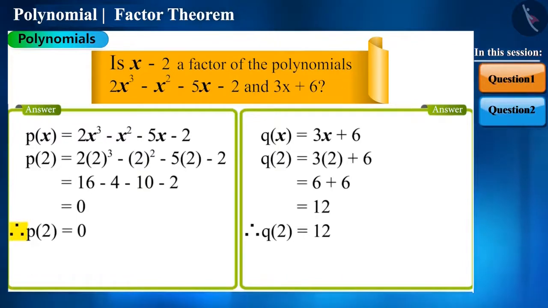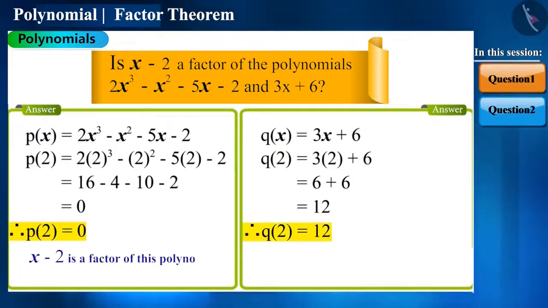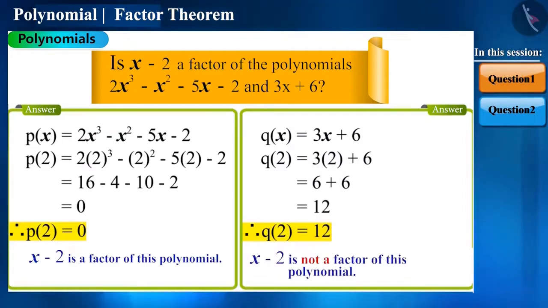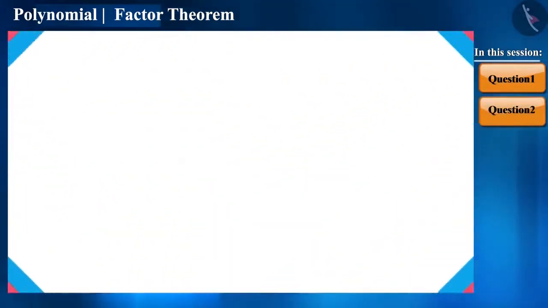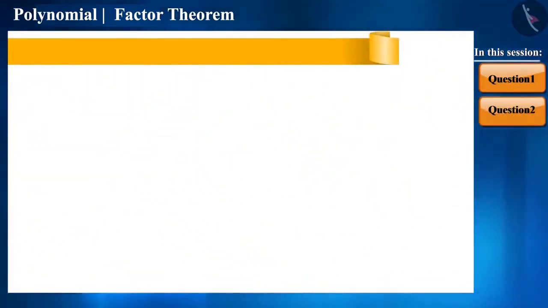And now we get p of 2 is equal to 0 and q of 2 is equal to 12. Now, according to the factor theorem, we can say that x minus 2 is a factor of the first polynomial, but not a factor of the second polynomial. So, let's move on to the next question.